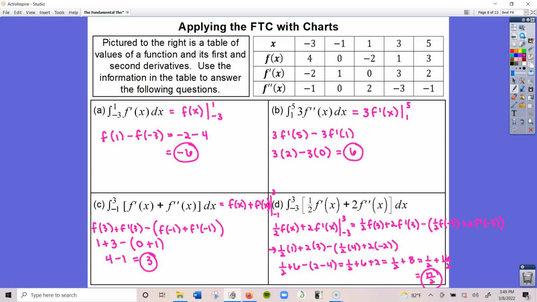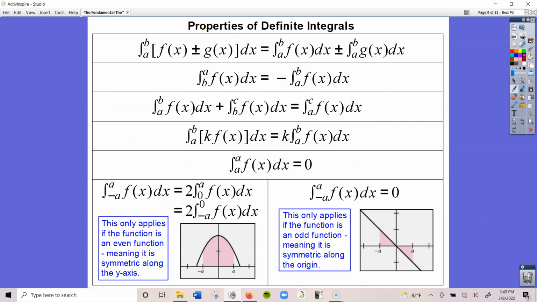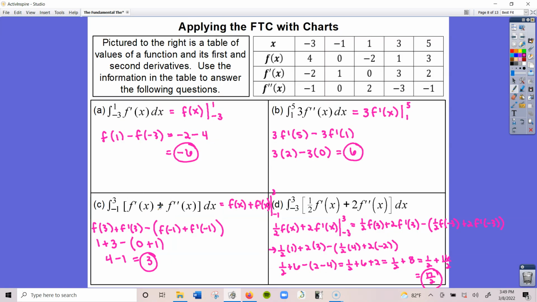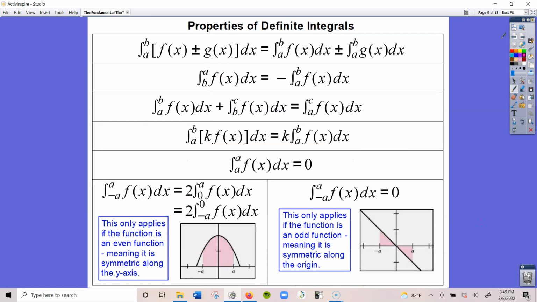Now let's look at some properties of integrals. If you have an integral from a to b of f of x plus or minus g of x, kind of like what we saw here in these last two, where you have one function plus another, then you can always separate the functions and integrate f of x and then add or subtract, whatever the sign is, the integral of g of x.